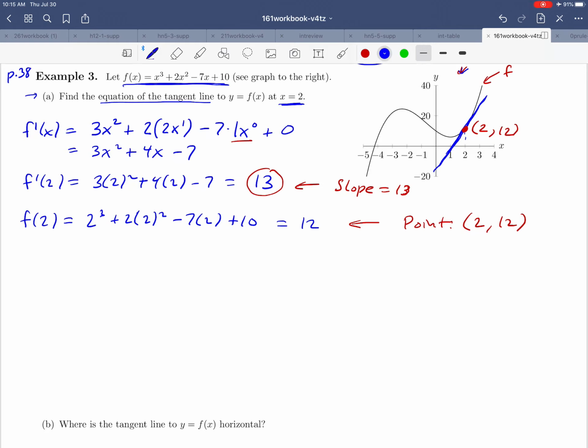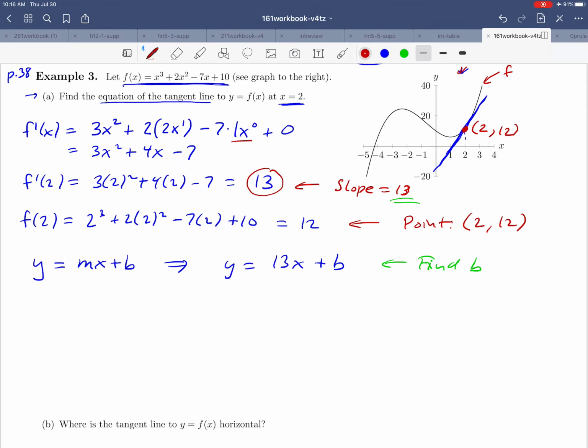Let's see. Well, the equation of just kind of any old line is going to look like y equals mx plus b. That's slope-intercept form. And the m is the slope. That's the number that's sitting up here. So we actually know that m is 13. And so what's left to figure out here is the b. If we can figure out what b is, we've got a complete equation for our line. How do we do that?